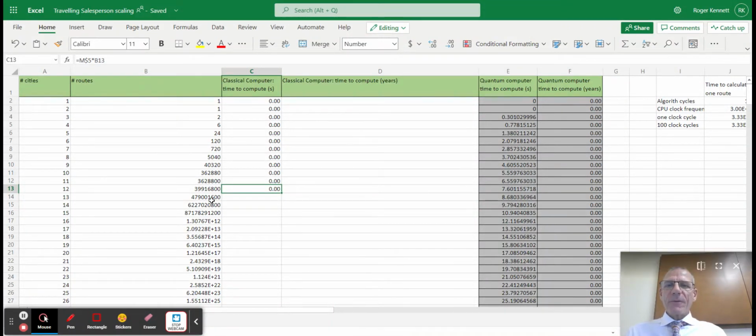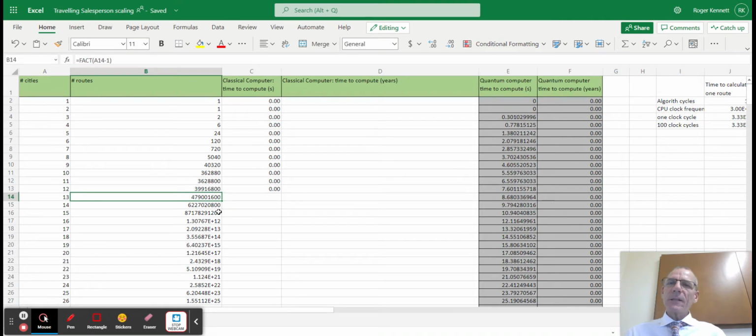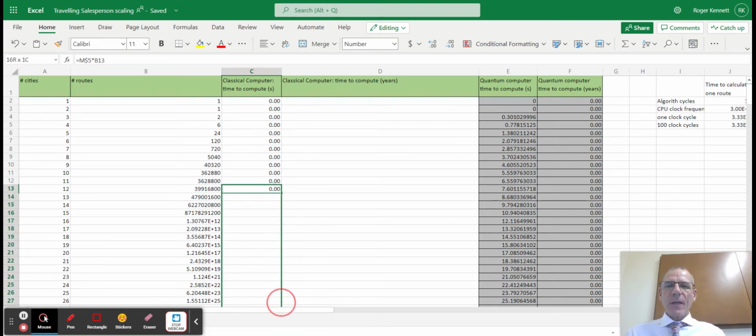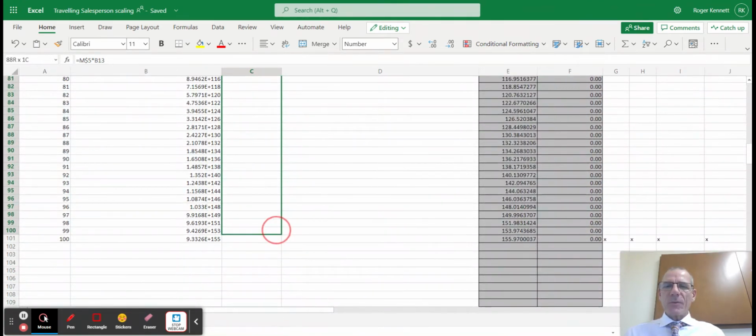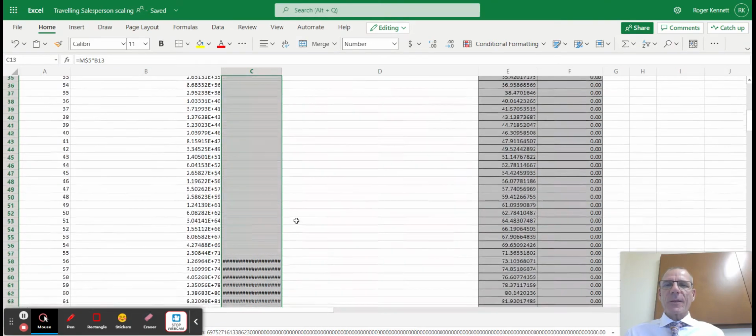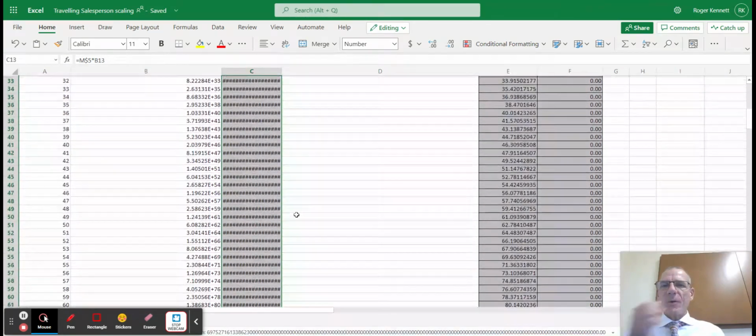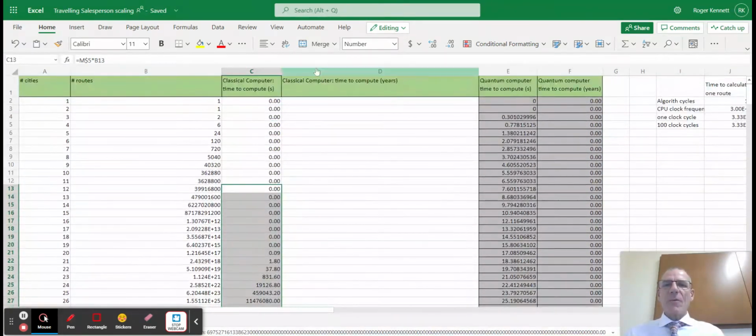Okay, so I now want to fill this the whole way down. Oh, it's a long way down, and you can just click on that cell, change the cursor, and drag all the way down to 100, and we'll see how long it takes. Well, it ends up being a huge amount of time. Oh, and it's not formatting it properly.